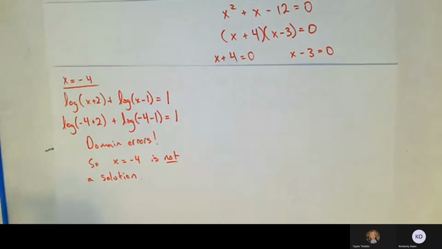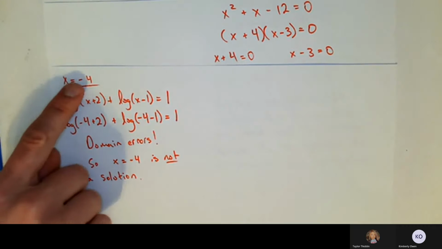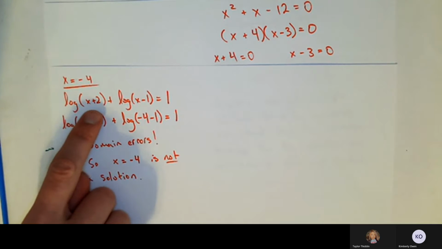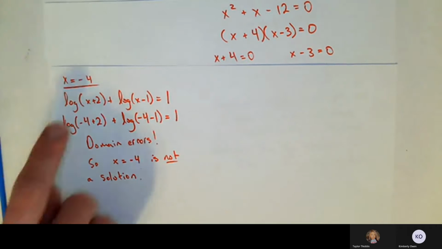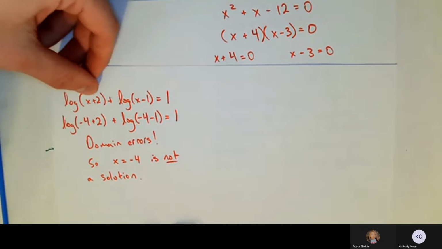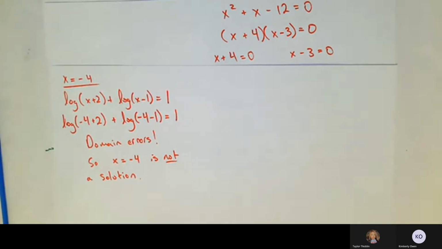You can't have negatives inside of a log. And clearly negative 4 plus 2, that's going to be negative. They're both broken, right? Negative 4 minus 1, that's going to be a negative 5. So it doesn't always mean, though, that if you get a negative x value here, that it's wrong, because what if it was x plus 7? Negative 4 plus 7 would still be positive, right? So don't just discount an answer just because it's negative. It really depends on what's going on inside the input, what's happening to x inside the input.